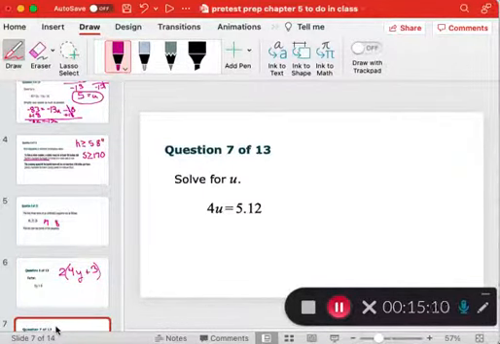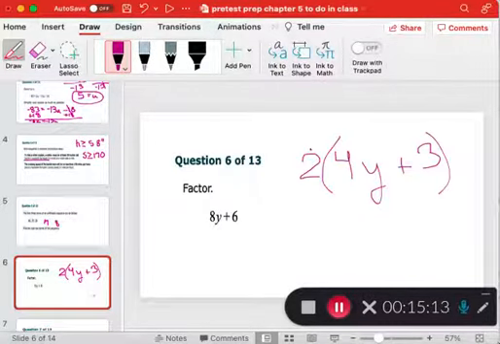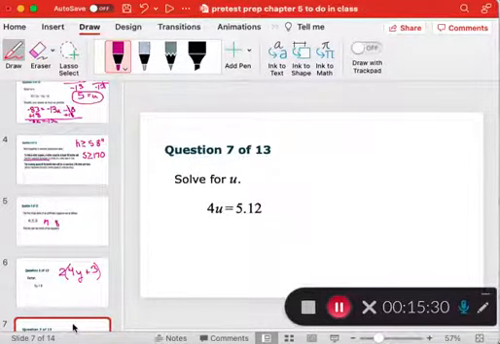Okay, so now look at this one. Basically, if we were to distribute this, wouldn't it be 8y plus 6? And go back to here. So when we're pulling the 2 out, we're doing the opposite of distribution. We're dividing them both by 2, factoring it. Right. Okay, so question 7, solve for u. What shall we do?